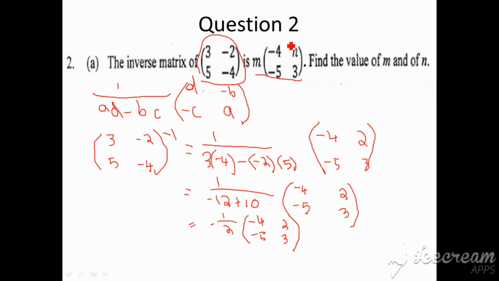Okay, last step, we just need to compare this with the question. So m is negative 1 over 2. Negative 4 is negative 4, so m is 2. m equals 2. So this is the answer.